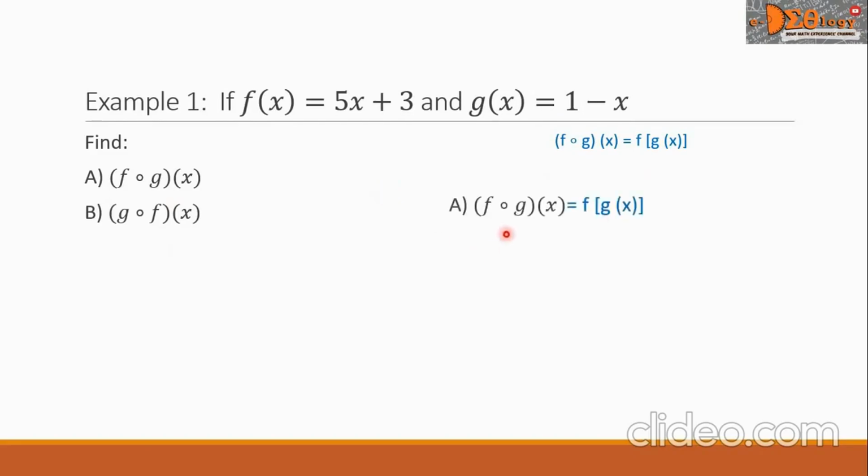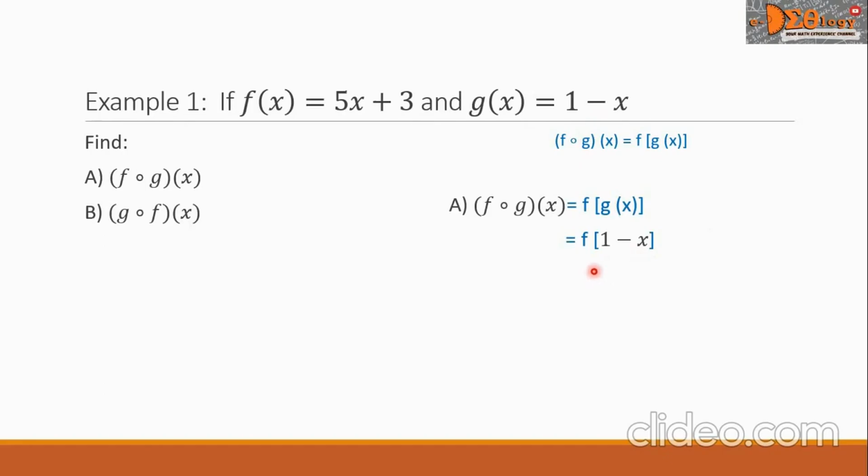The f composed with g at x is equal to f of g of x. Let us now simplify the right side. First, let us simplify the inner function, the g of x. We're going to copy the value of g of x. The 1 minus x is now substituted here. So we have now f of 1 minus x.